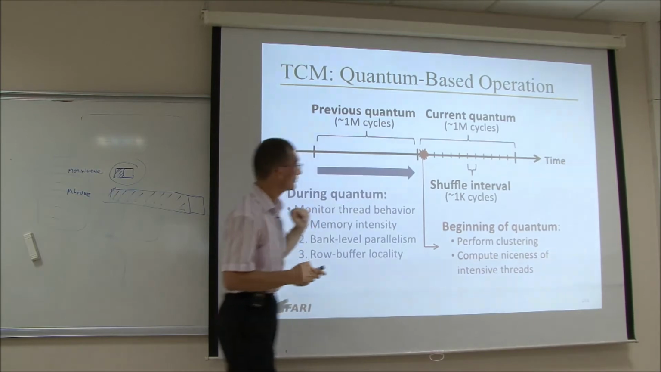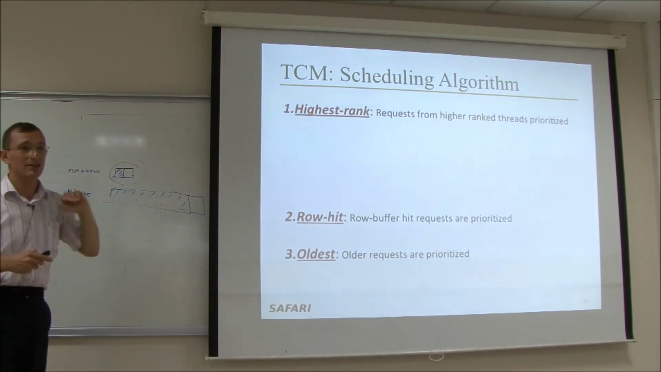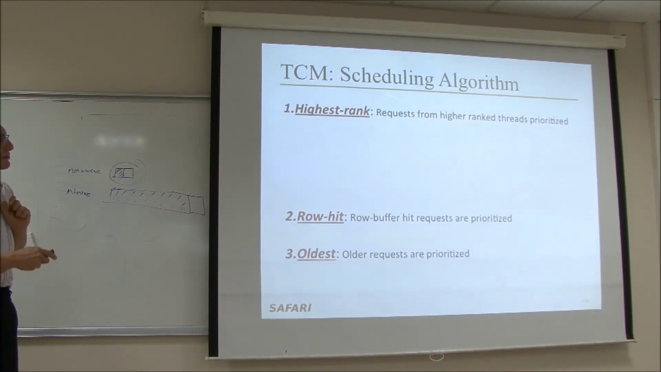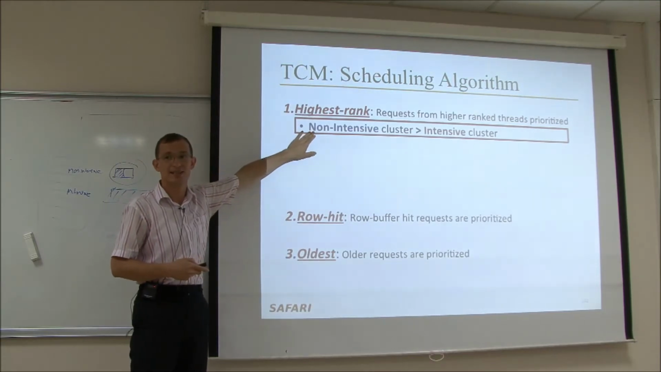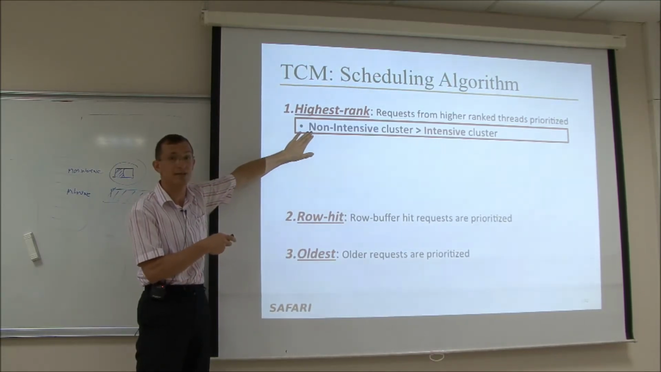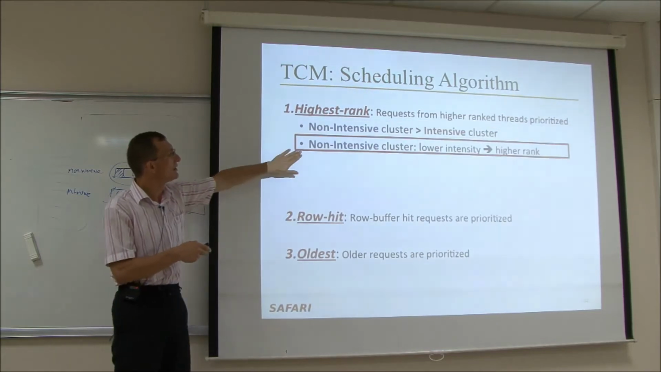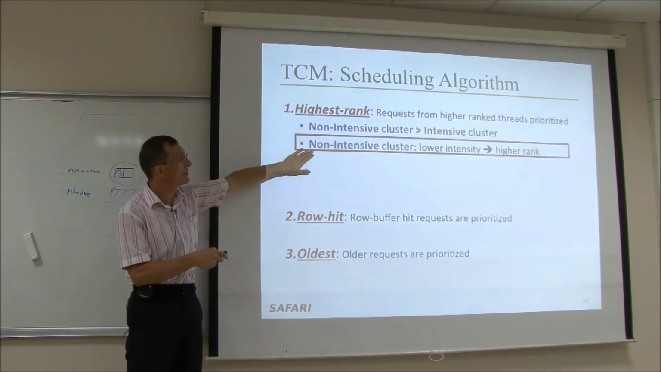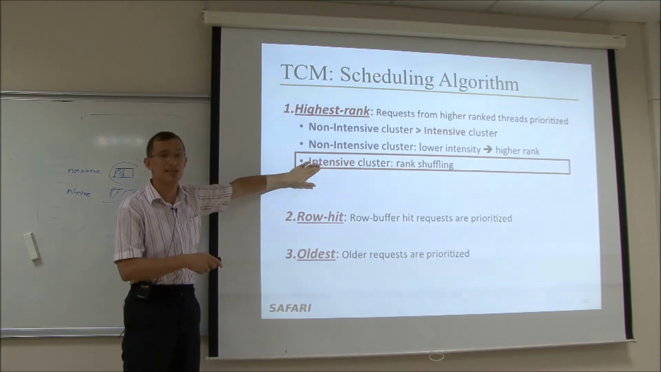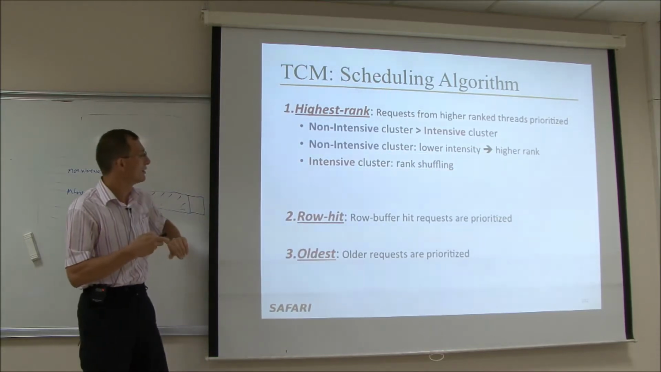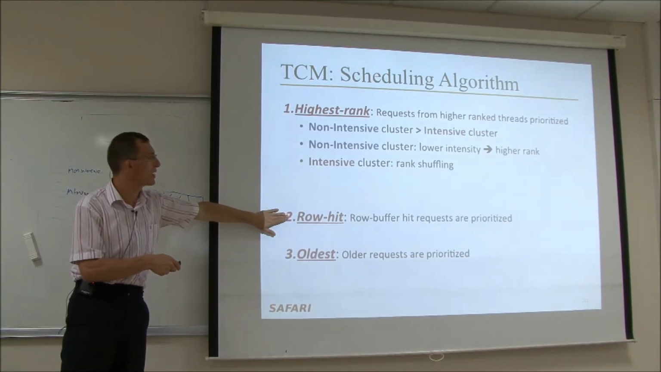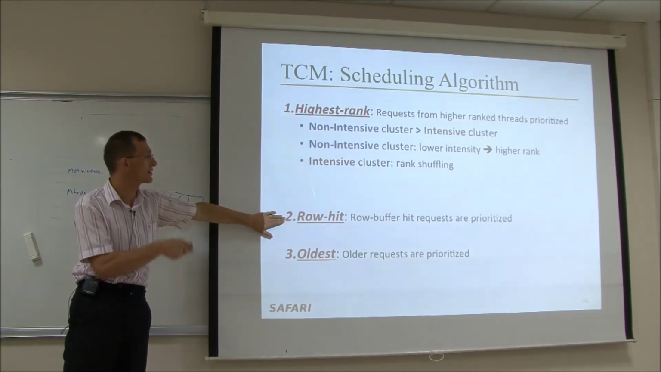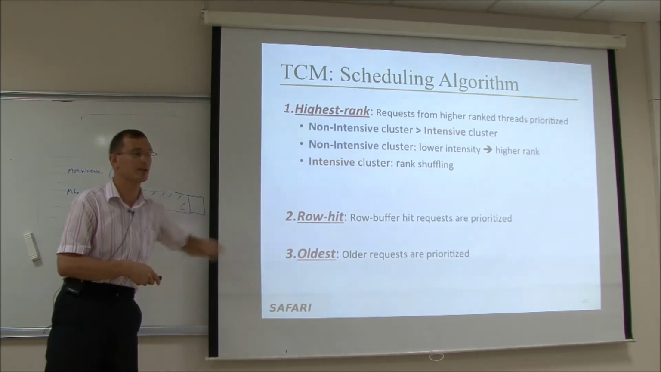The scheduling algorithm remains simple. Basically, the first priority is highest ranked thread. Requests from higher ranked threads are prioritized, and we've already figured out what the highest ranked threads are, right? The threads in the non-intensive cluster are the highest ranked threads. Within the non-intensive cluster, lower intensity threads are higher rank. Within the intensive cluster, we do the rank shuffling. OK. And the row hit requests are prioritized over others after the ranking. And older requests are prioritized over others. So we still exploit row buffer locality as much as possible.